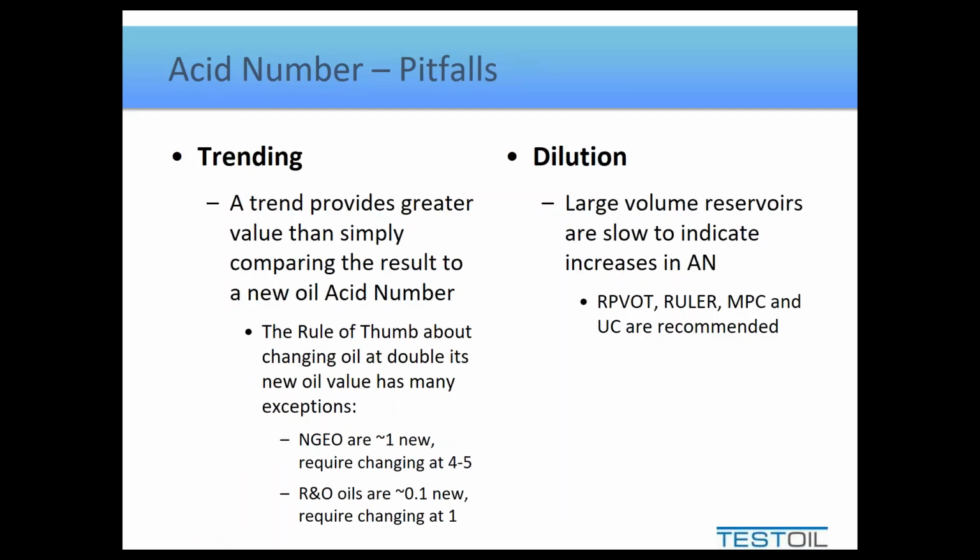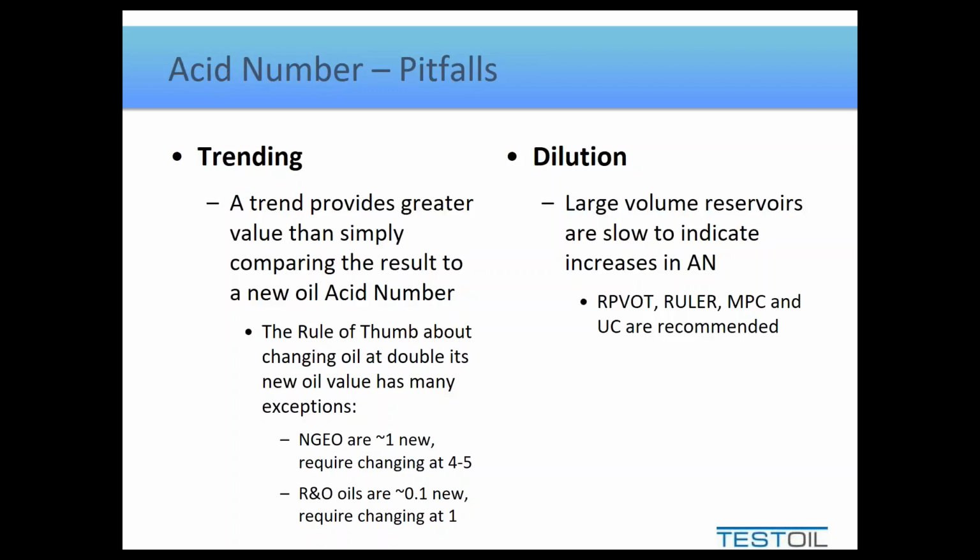I've given two examples here depending on what industry you're in. A natural gas engine oil has a new oil acid number value of about 1. Generally speaking, the OEMs don't recommend a fluid change out till it hits at least 4 or 5. If you deal with rust and oxidation inhibited oils, as in turbine and compressor or high-speed pump oils, typically these have acid numbers of 0.1 or less from new oil. And again, most OEMs don't recommend changing them out until they hit a value of at least 1.0.